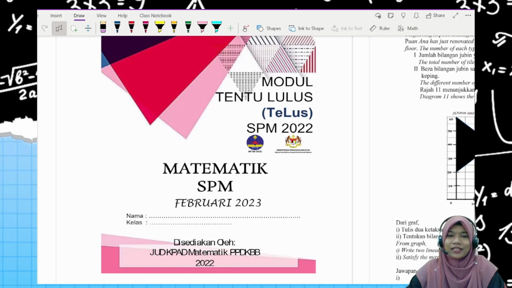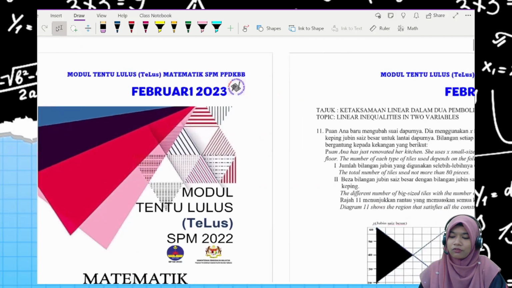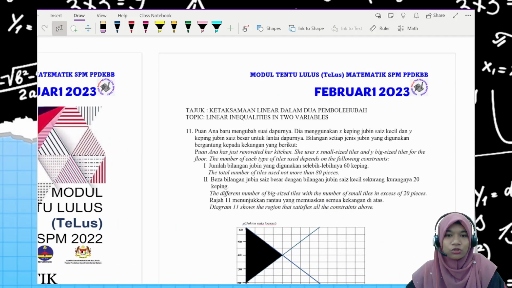In the first session, you did a question involving transformation with Cikgu Shima, and now for the second session, you are with me with the topic of linear inequalities in two variables.